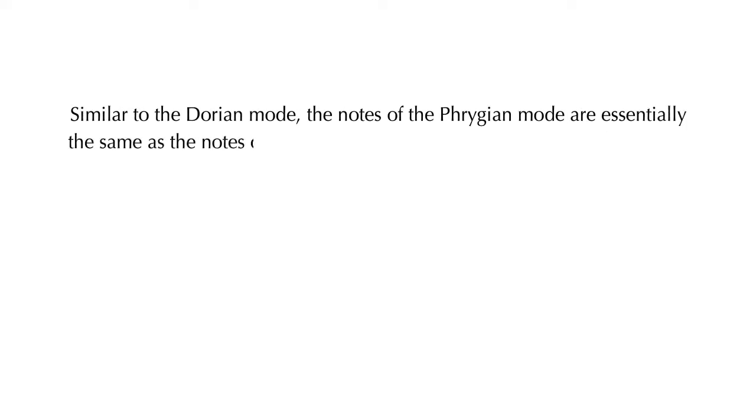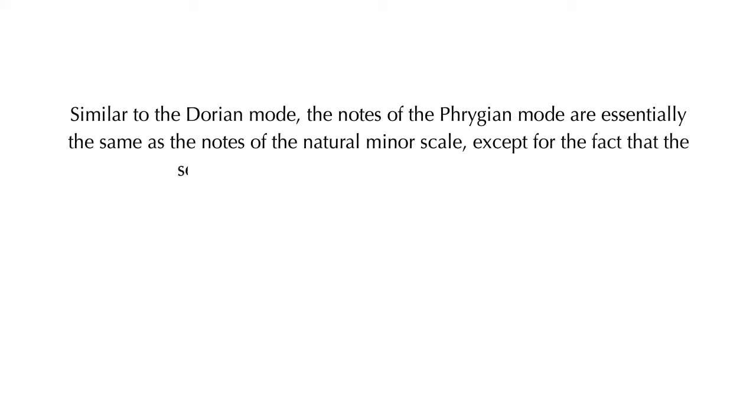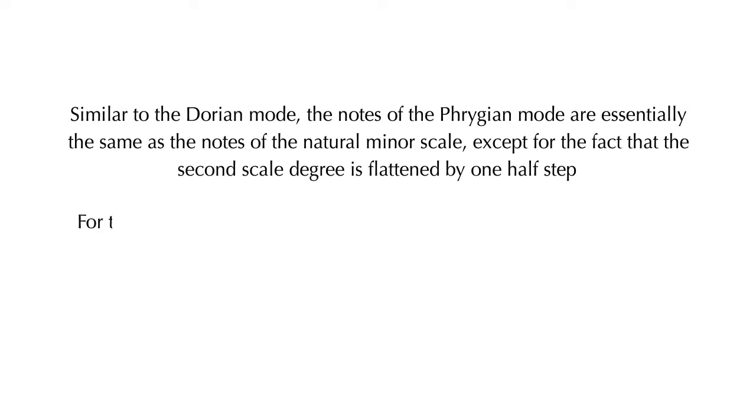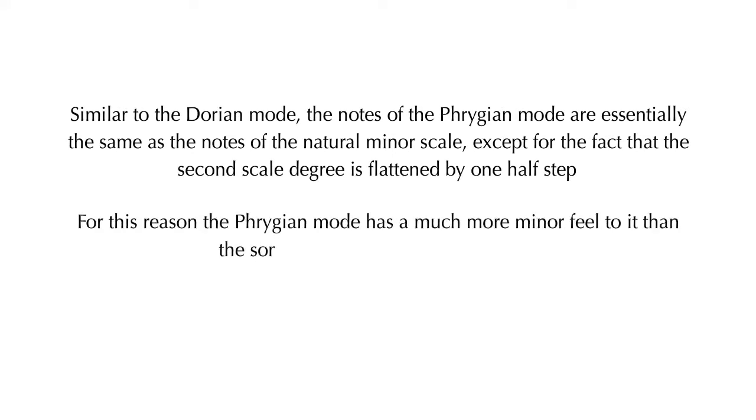Similar to the Dorian mode, the notes of the Phrygian mode are essentially the same as the notes of the natural minor scale, except for the fact that the second scale degree is flattened by 1/2 step. For this reason, the Phrygian mode has a much more minor feel to it than the somewhat optimistic Dorian mode.